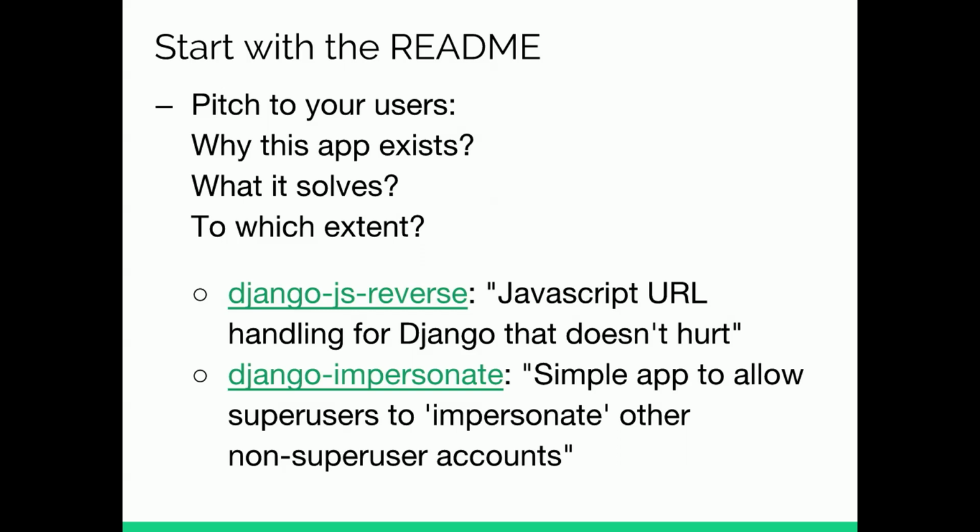And here are two examples. If you look at Django.js Reverse, which is a good app, it only says that it's JavaScript reversing for Django that doesn't hurt. And Django Impersonate, a simple app to allow superusers to impersonate non-superusers' accounts. Those are two simple apps, but they are really good. They really solve the problem that they are trying to solve.